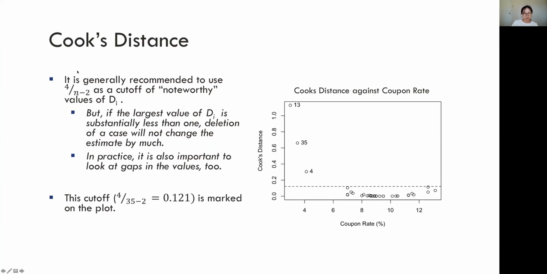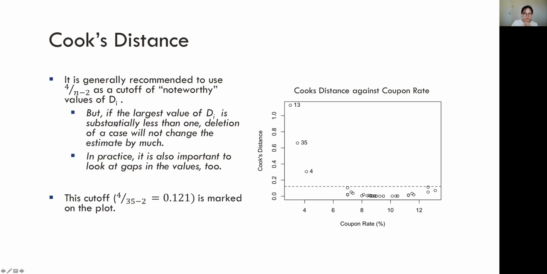Well, we also have a general guideline. How are we going to use this Cook's distance, D_i? It's generally recommended to use 4/(n-2) as a cutoff for noteworthy values of D_i. In this plot on the right, it shows a cutoff of 4/(35-2) in our example, which is 0.121. And we notice that 13, 35, and 4, these data points, are noteworthy.